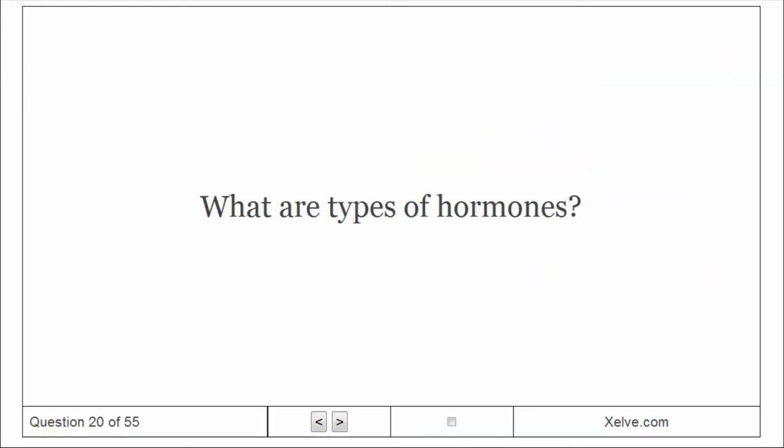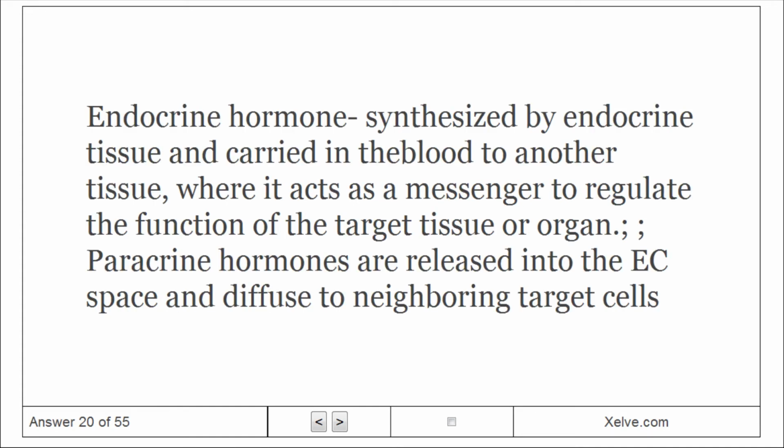What are types of hormones? Endocrine hormones are synthesized by endocrine tissue and carried in the blood to another tissue, where they act as a messenger to regulate the function of the target tissue or organ. Paracrine hormones are released into the EC space and diffused to neighboring target cells.